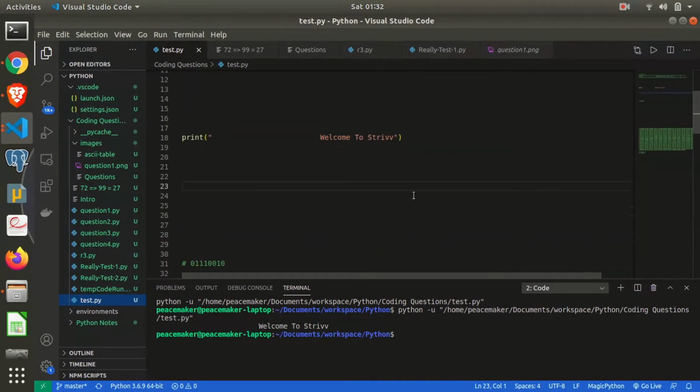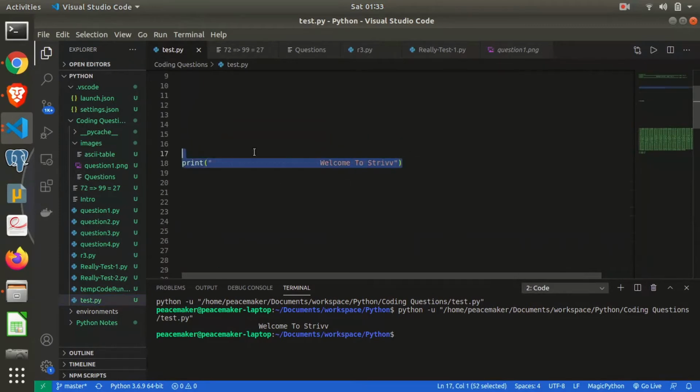If you see here, line number 18, we are saying print welcome to Strivv. So this is called high level language. If a normal person who is a beginner to coding sees this line, he can understand that we are saying print welcome to Strivv to the computer. So it's very close to humans. It is in human readable format.